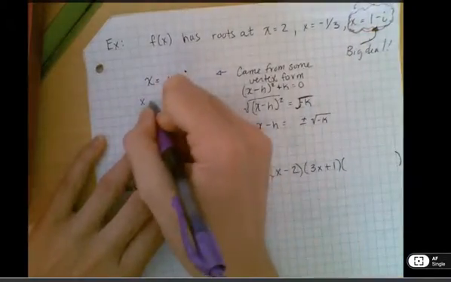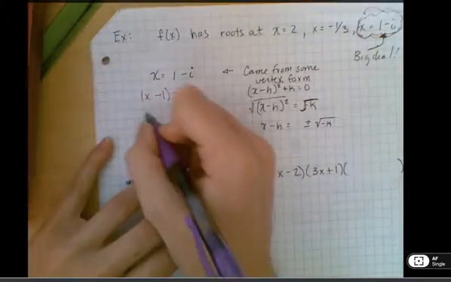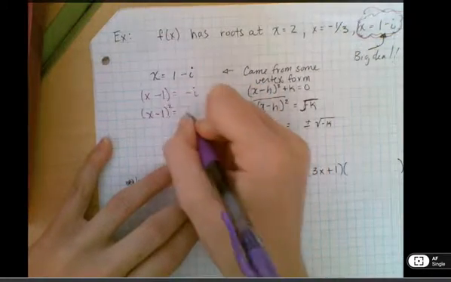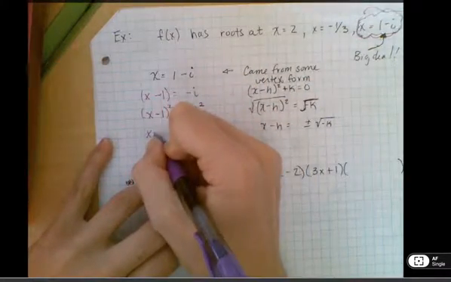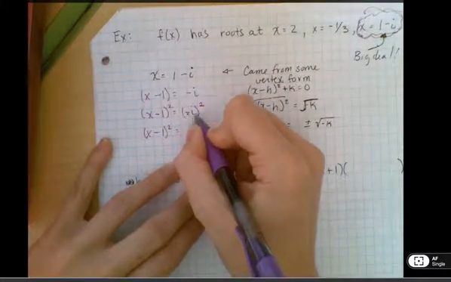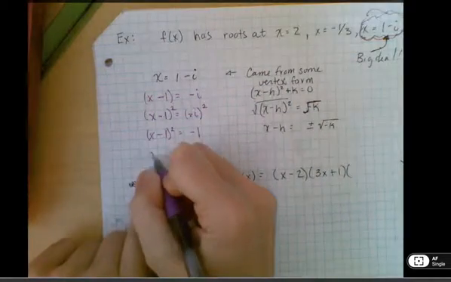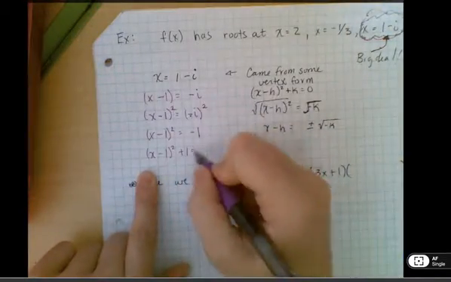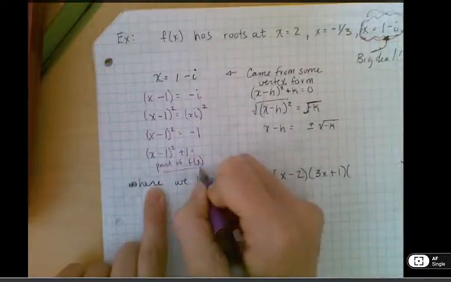So let's see what we can do with this. Let's move our 1 over to the other side so that now I just have negative i over here. Well, now let's square it. Negative 1 squared is just 1, and i squared is actually negative 1. So I'll move it back over. This is part of f of x.